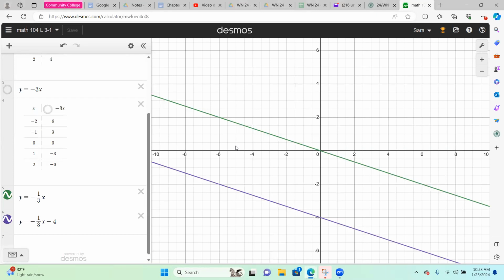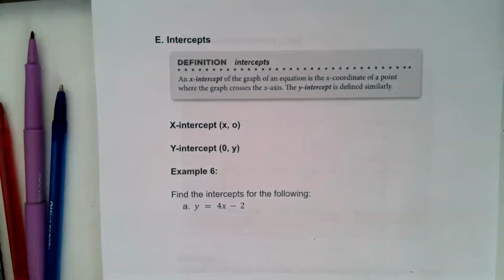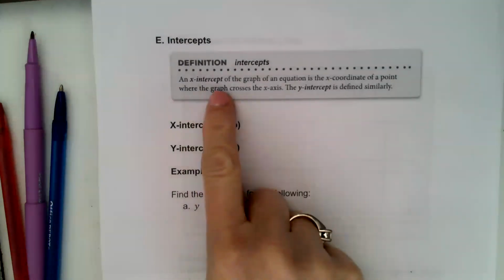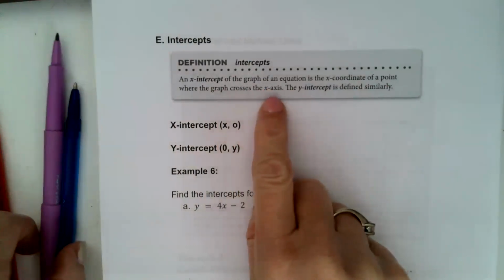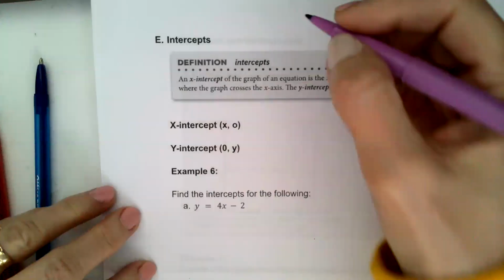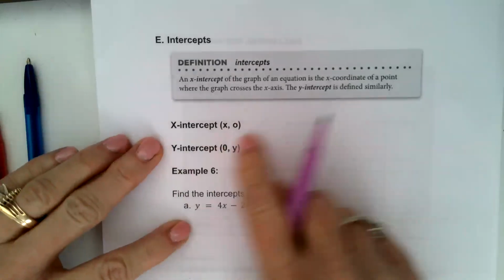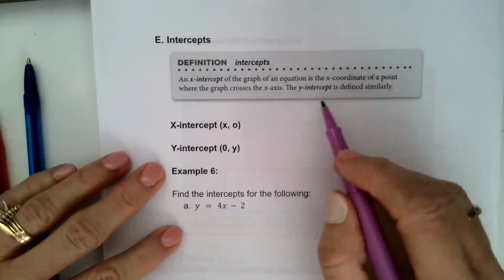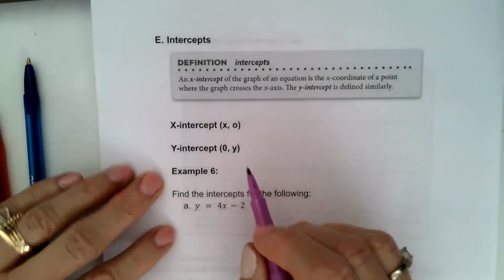The next topic we're going to look at in this lesson is, let's go back to my paper here, intercepts. When we think of the word intercept, we think of something breaking through, maybe like a barrier. So it says an x-intercept of the graph of an equation is the x-coordinate of a point where the graph crosses the x-axis. Okay, so let's just write this down. X-intercept is an x value when y is 0. It's the x where we're crossing the x. And the y-intercept is the y value when we're crossing at x equal to 0, where we're crossing the y-axis.